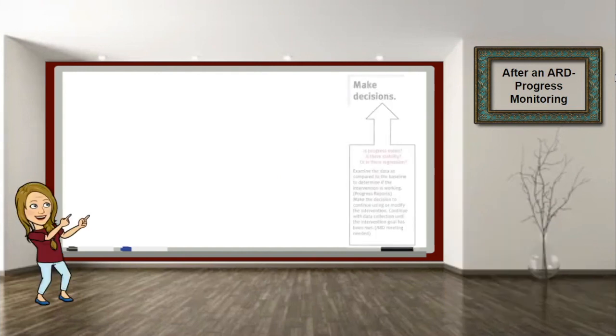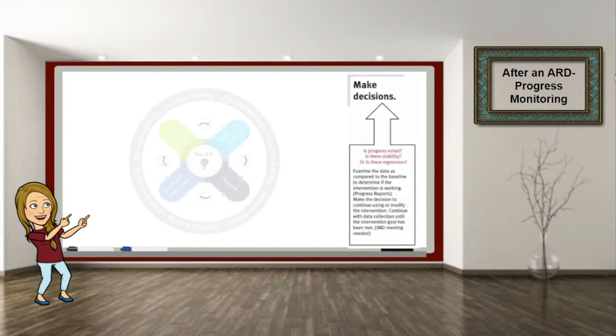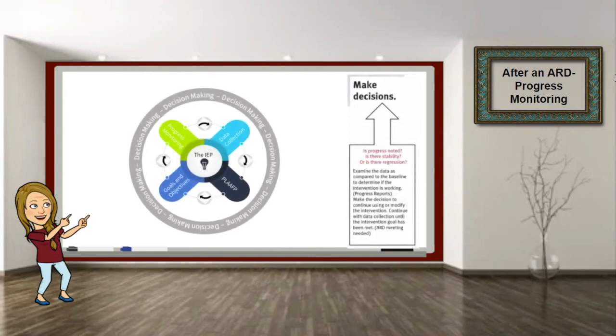The last step is to make decisions. This brings us back to our process wheel. Decision making is a part of every step and action taken during the IEP process. As a final thought, there is only one difference between progress monitoring with in-person instruction and virtual learning, and that is the method which is used.